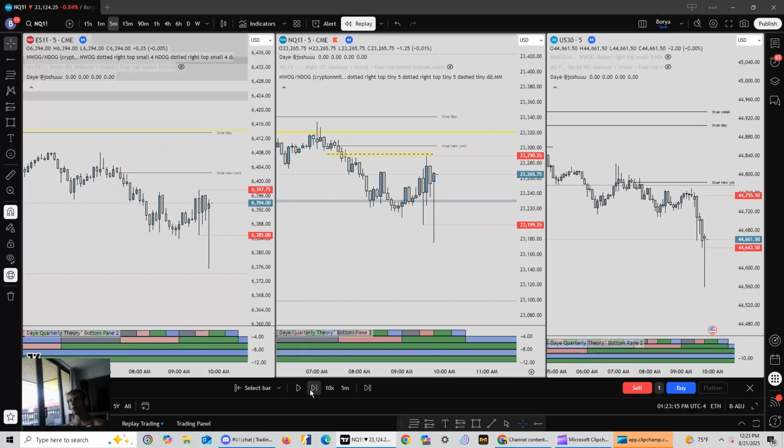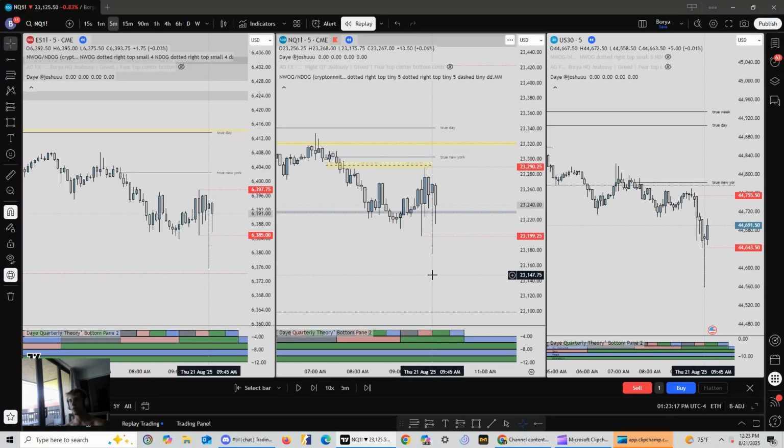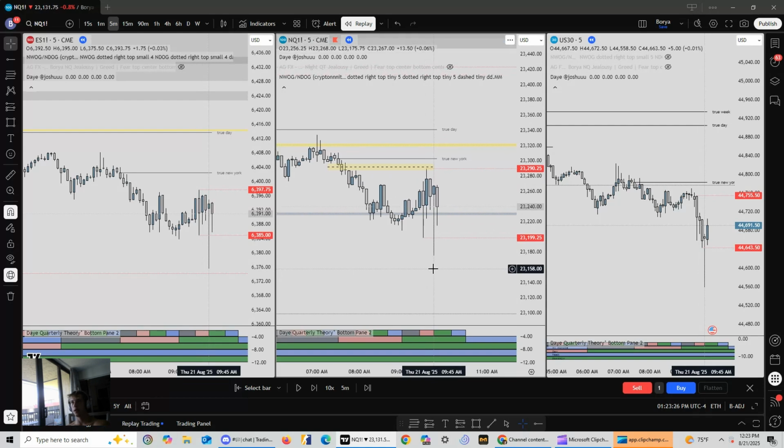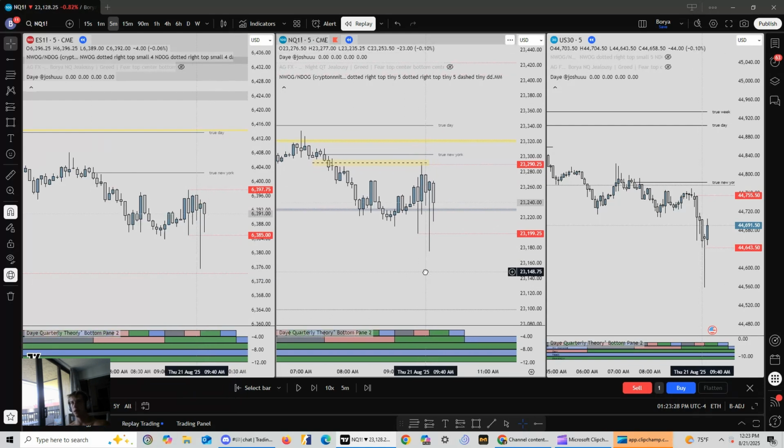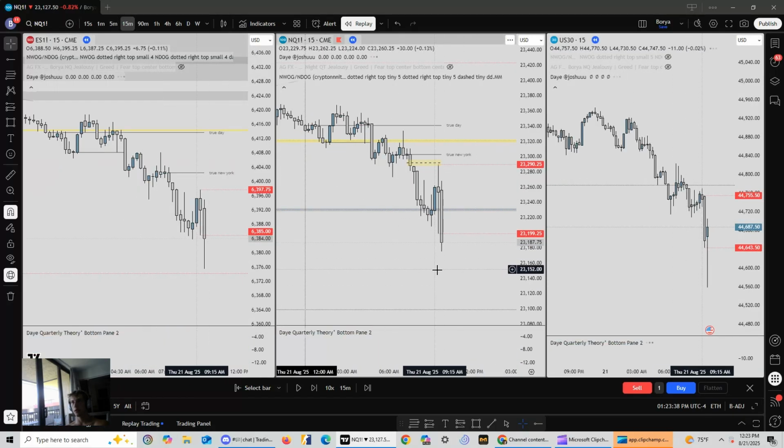So all of a sudden, 9:45, we sweep the low, and this is a 5 minute PSP. Okay, 5 minute literally looks like nothing. It just chopped. There's a PSP at the low, which looks like a bullish PSP. This really doesn't get us anywhere. So still nothing. 15 minute closed lower.